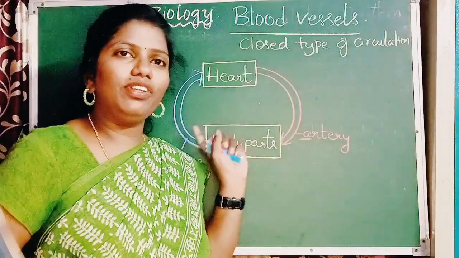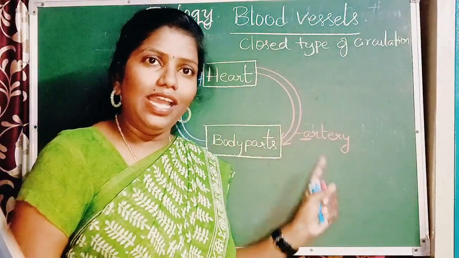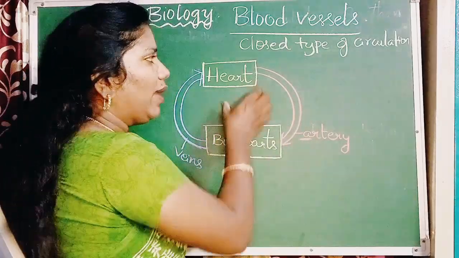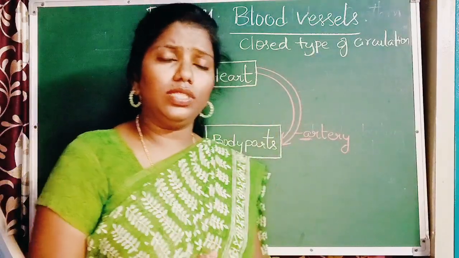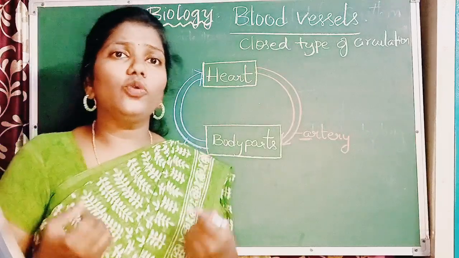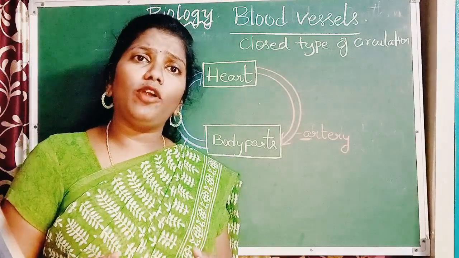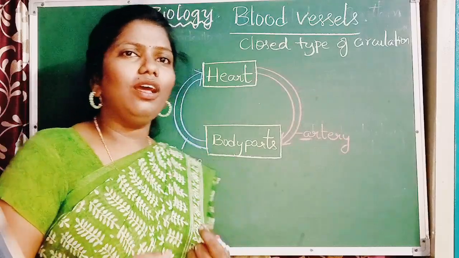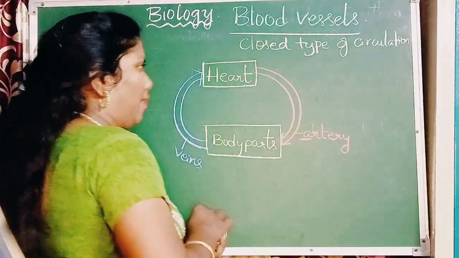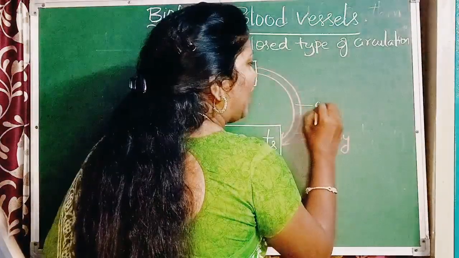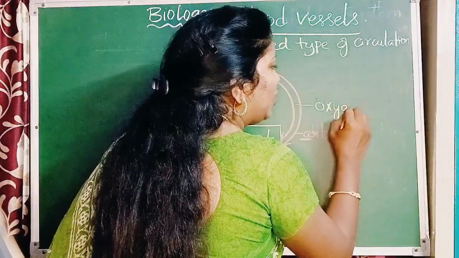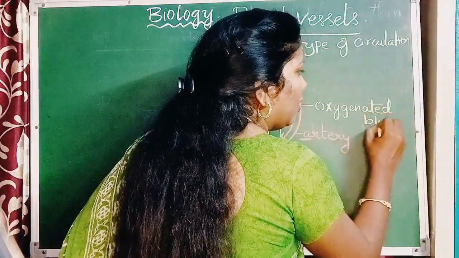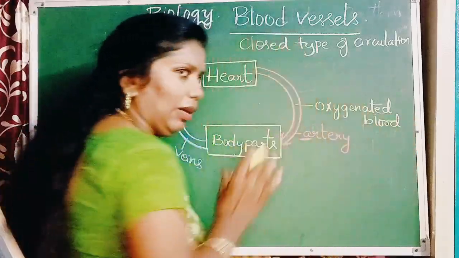With this color differentiation we can see clearly that an artery carries oxygenated blood. Body parts require oxygen, our cells require oxygen, our tissues require oxygen. So which blood is being passed to the body parts? Yes, oxygenated blood passes to the body parts, the blood which is rich in oxygen.